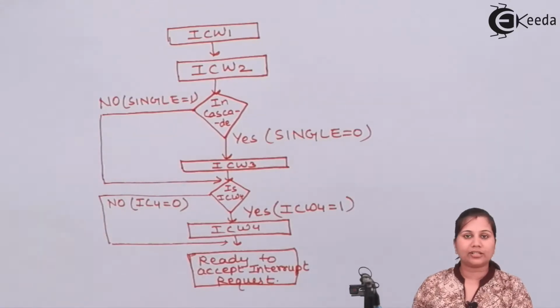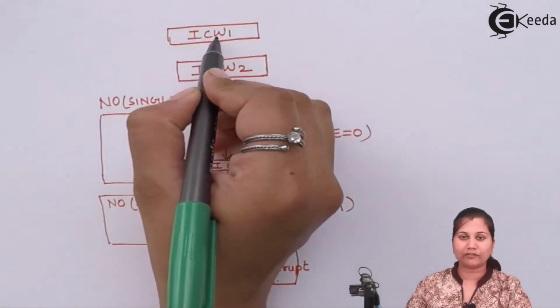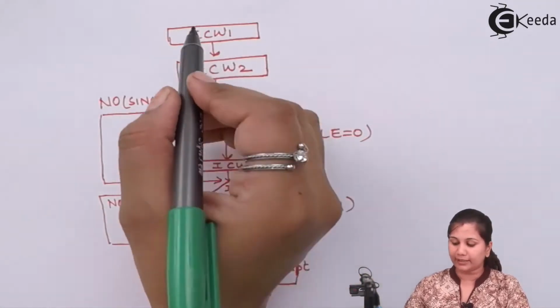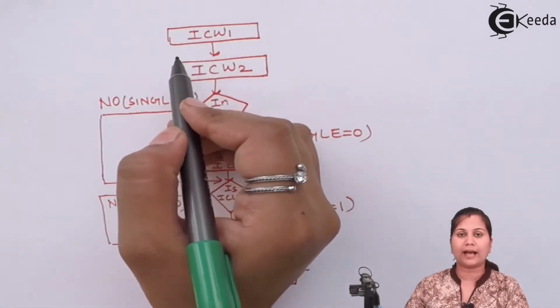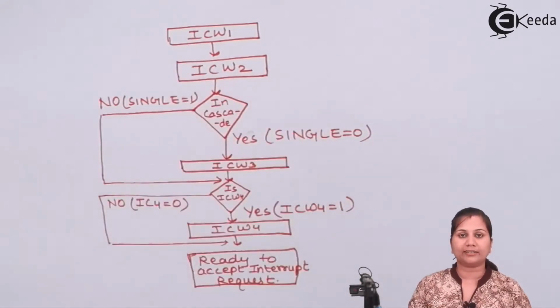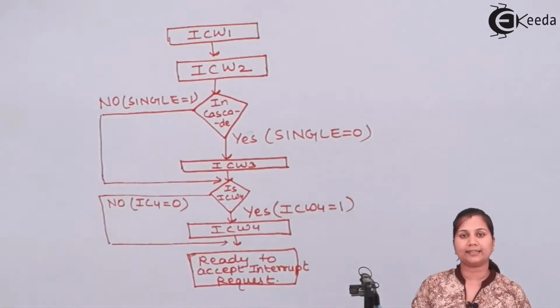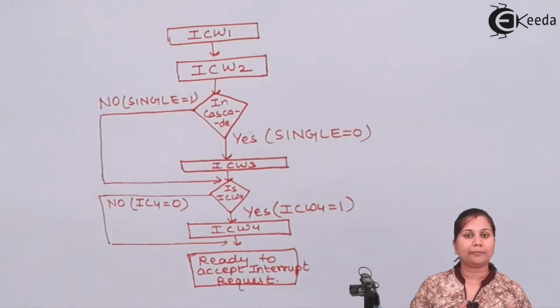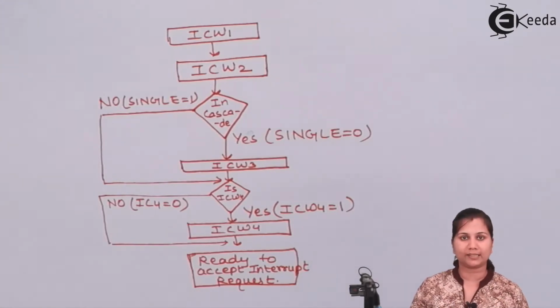So this is the initialization sequence of 8259. You can see that first we have the initialization command word first, then second. Then, in the initialization command word first, we have a bit which decides whether the 8259 IC is in the cascade mode or in the single mode. Cascaded mode means there are many 8259 ICs which are cascaded with each other, and single mode means that only one 8259 IC is working.